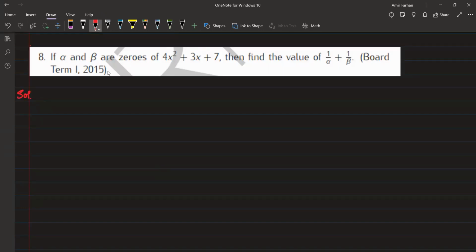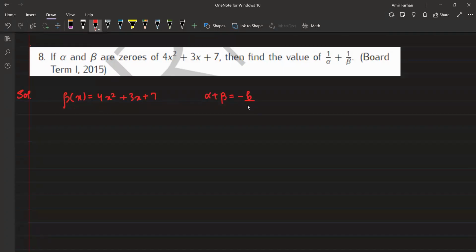Let's find it out. Alpha and beta are zeros of the polynomial. We need to find the value of 1 by alpha plus 1 by beta. Basically, the polynomial is given as 4x square plus 3x plus 7. Okay, let's find it out. What is alpha plus beta?